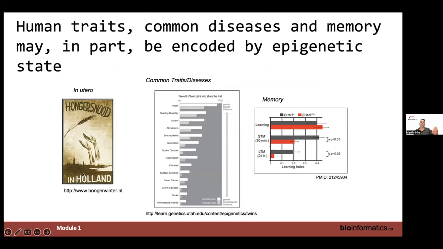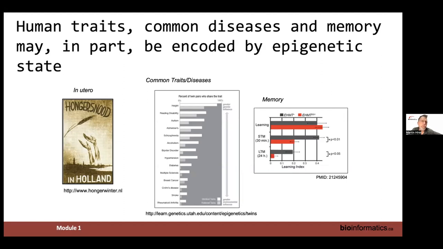All right. So, why are we interested in epigenetics at all? Well, I think most of us on this call probably have some understanding of what epigenetics is. But for me, there are many common diseases, human traits, and indeed memory itself that in part may be encoded in the epigenetic state. These are examples I use in class, but I think they go across the breadth of those types of concepts.